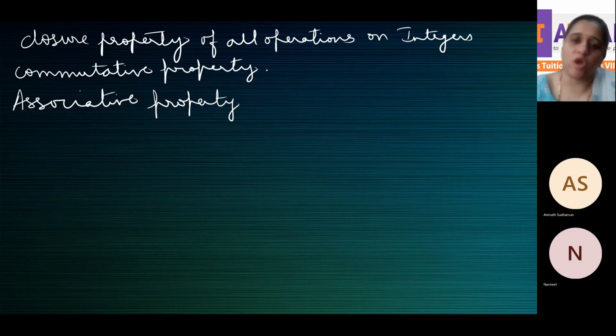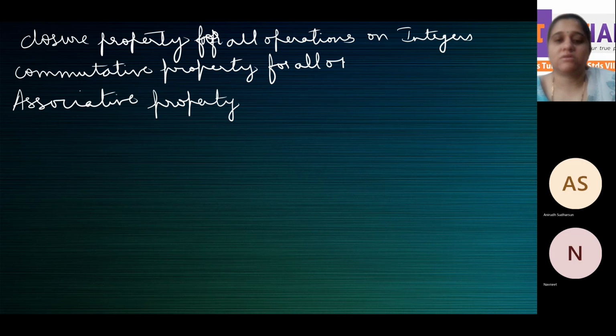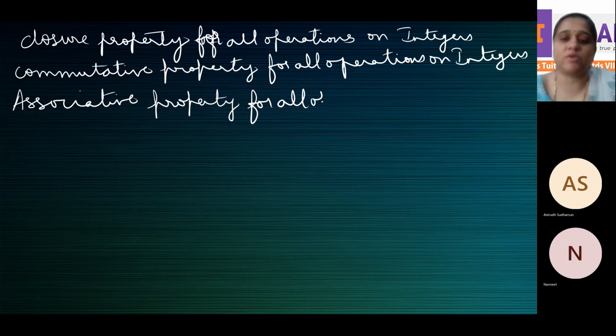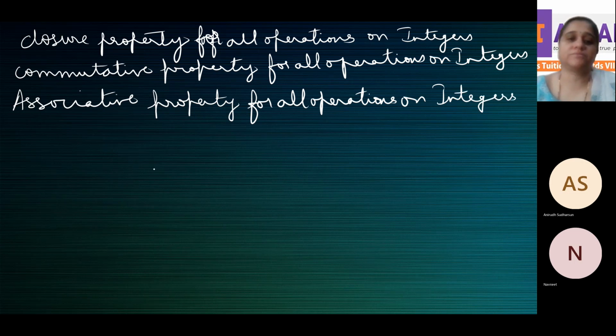Commutative property for all operations on integers. And we also understood the associative property for all operations, addition, subtraction, multiplication, and division, on integers. So closure property, commutative property, associative property for all operations on integers.